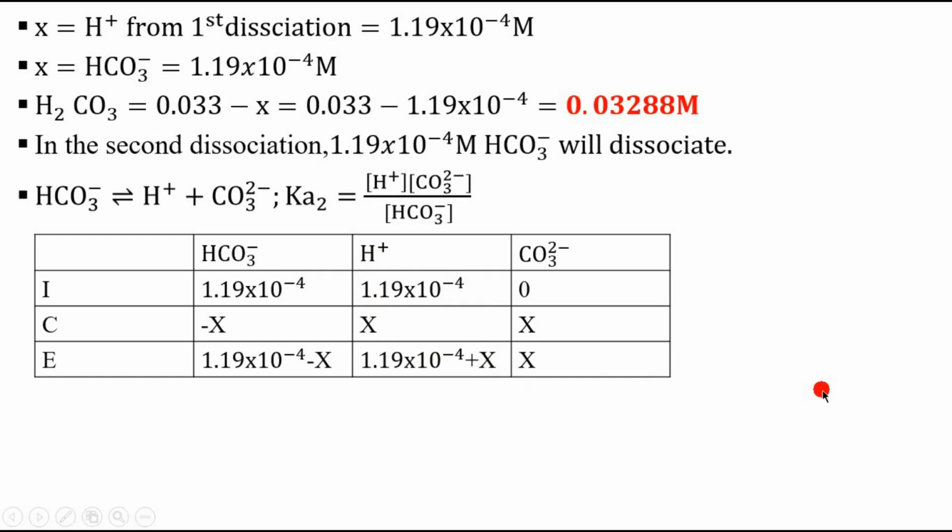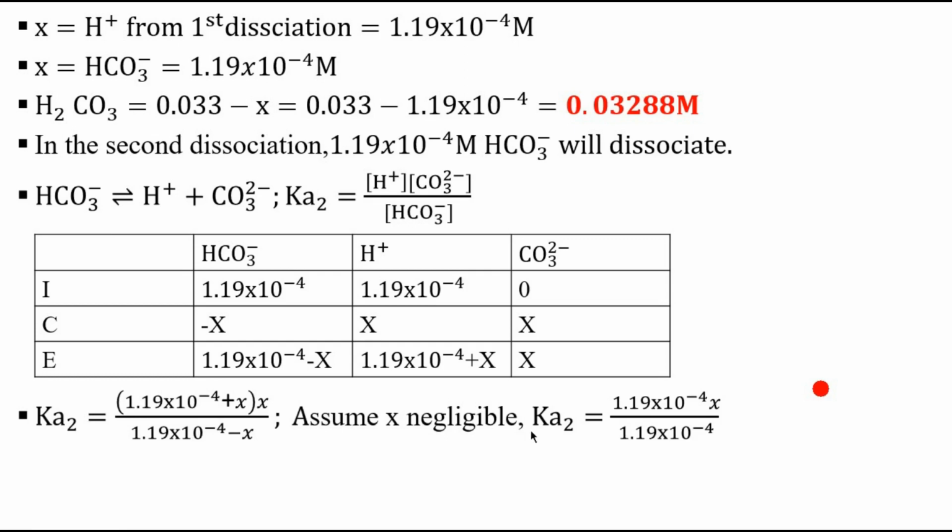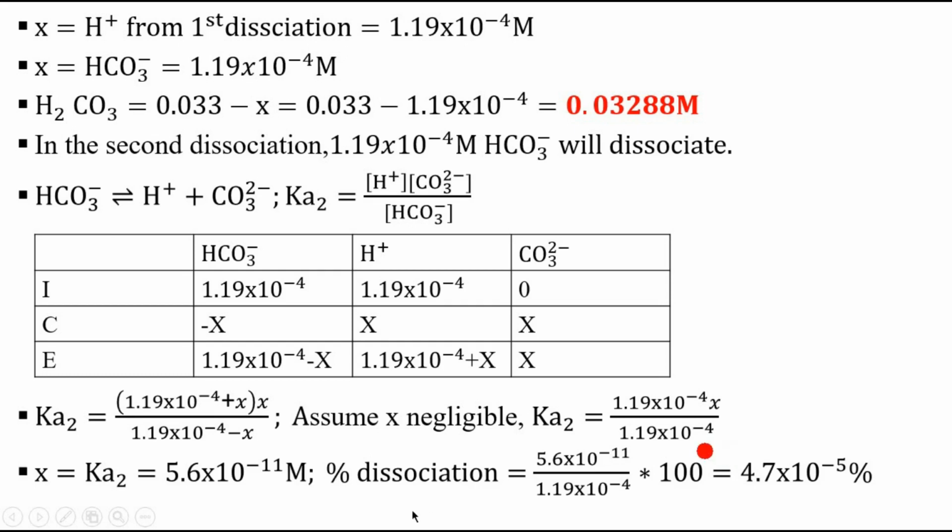So let's see the X which will be dissociated from the second dissociation. We have the X here, then 1.1 times 10 power negative 4 plus X. This is the term dividing with the reactant. So the Ka2 is equal to this one. If you assume X negligible, we assume this one negligible and this one negligible, then you get Ka2 equal to this one and this one. That means X will be equal to Ka2. So X will be equal to Ka2, which is 5.6 times 10 power negative 11 molar.